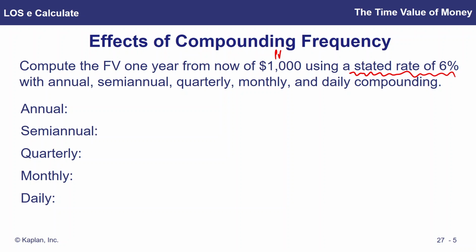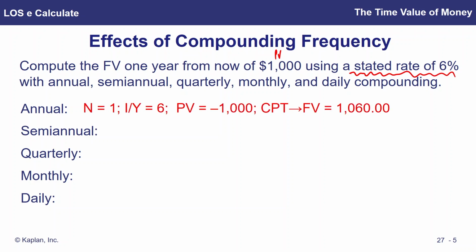So we're going to look at this with annual, semi-annual, quarterly, monthly, and daily compounding. So interest being earned on interest once a year, twice a year, 4 times a year, 12 times a year, and finally 365 times a year. So let's start off with annual, very nice and straightforward. N equals 1 period in the year. IY is simply our stated rate of 6%. Present value is what we've invested, so $1,000 outflow. Compute future value, and you get 1,060.